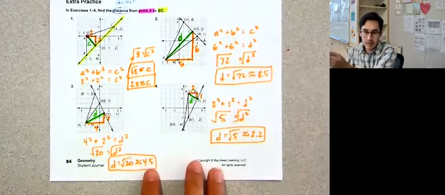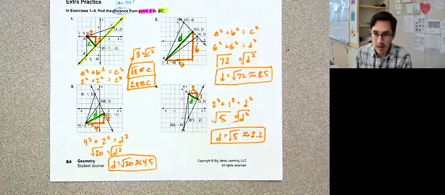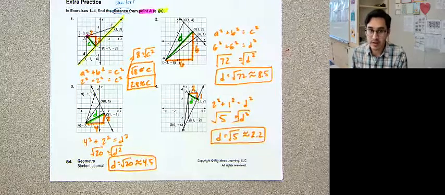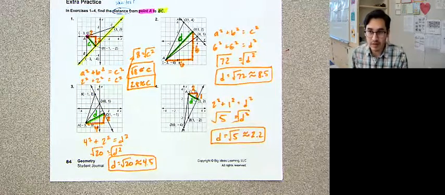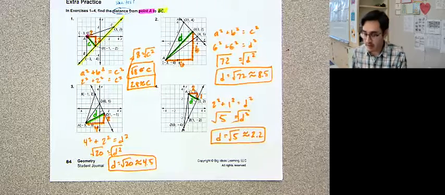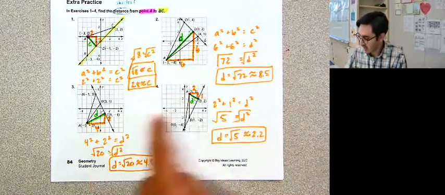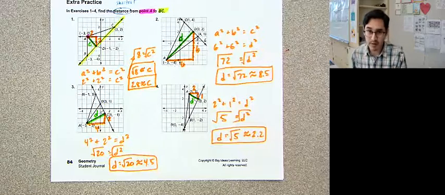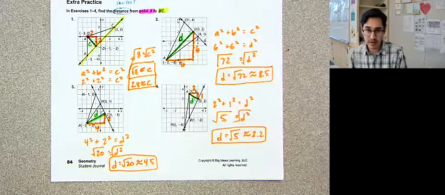So that's how all of those problems are done. If the question asks for the distance, what they really mean is the shortest distance, and so you need to find the length of the perpendicular segment. And since all of these perpendicular segments, the ones here in green, are diagonal, we have to use the Pythagorean theorem to find the distance.